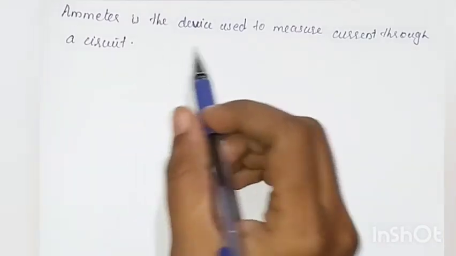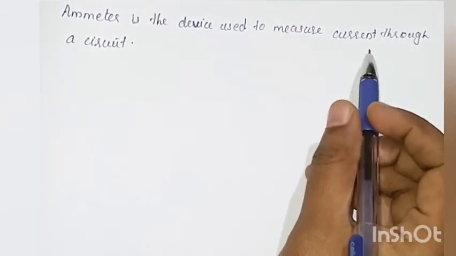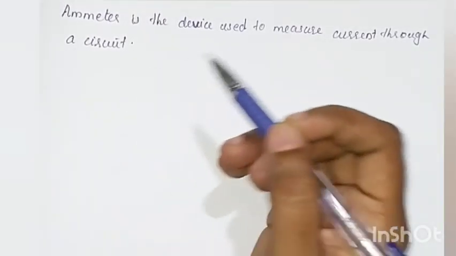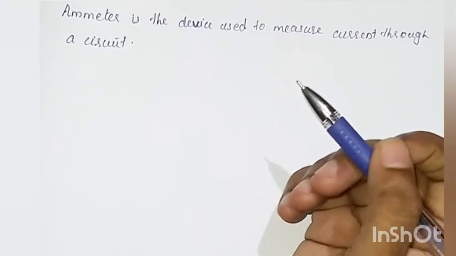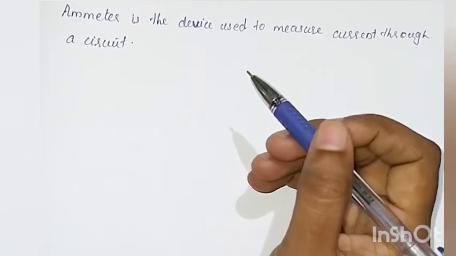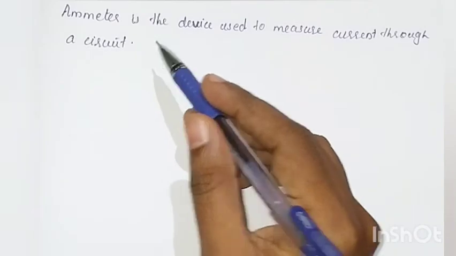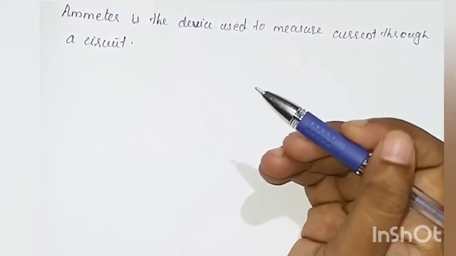Galvanometer as an ammeter. We know that an ammeter is the device used to measure current through a circuit. And we also have studied that to measure current, we connect the ammeter in a series connection.